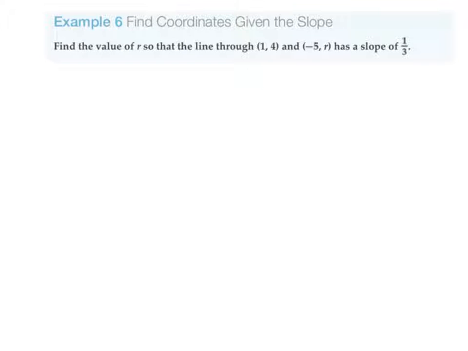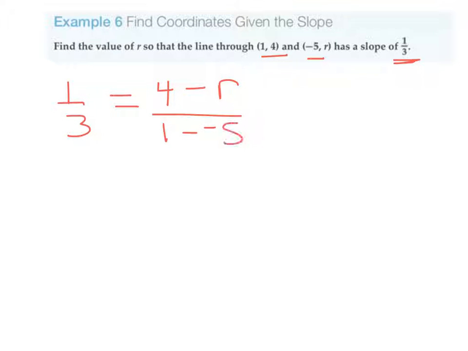This type of problem is when you have 2 points, but they give you the slope. We're going to use our formula, but instead of using m, I'm going to replace the m with the 1/3, which then gives me my y's. I'm going to go 4 minus, in this case it happens to be an r, over 1 minus a negative 5. Now, if you remember what I said earlier, this is a proportion, so I can cross multiply.